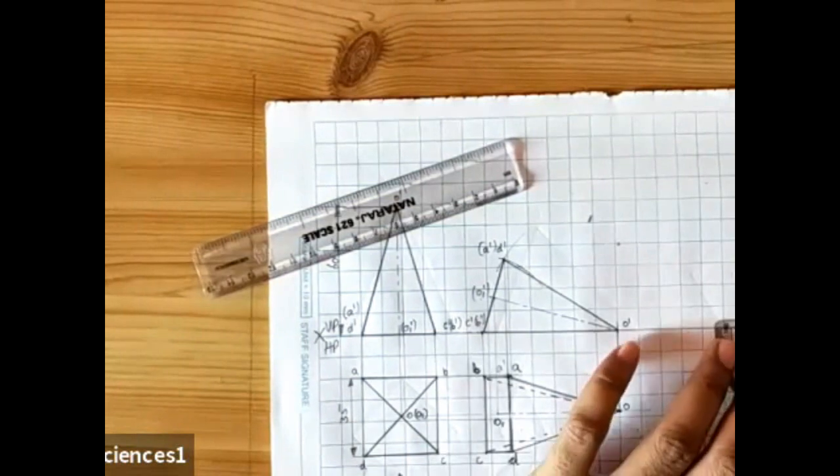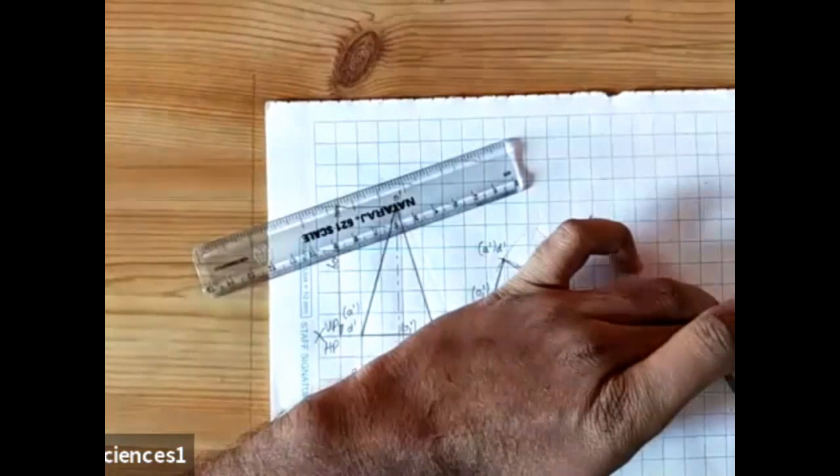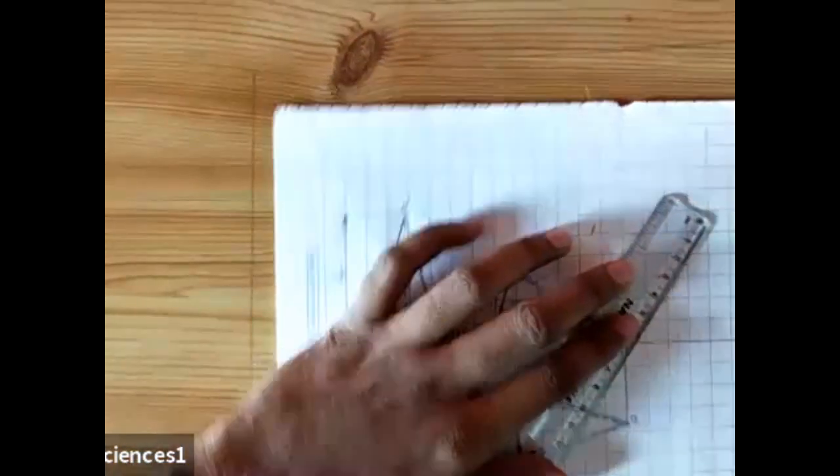Measure 45 degrees with respect to your VP. That is the third condition. With VP, the axis is inclined at an angle of 45, which is given to you. Join it.